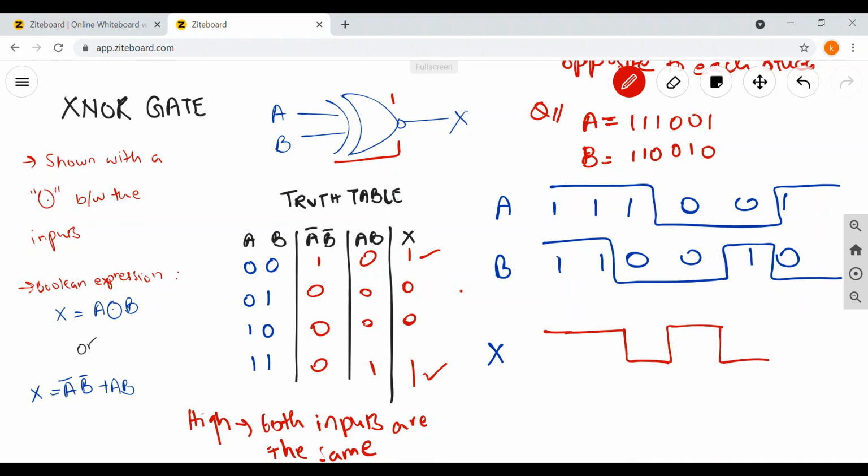1 and 0, low output, because both the inputs are opposite to each other.